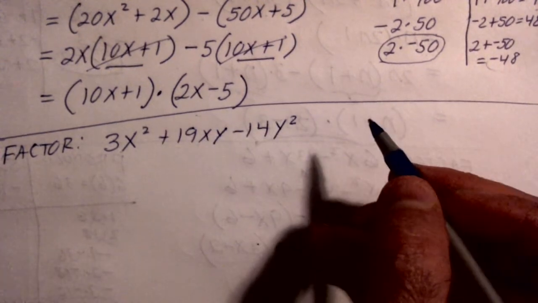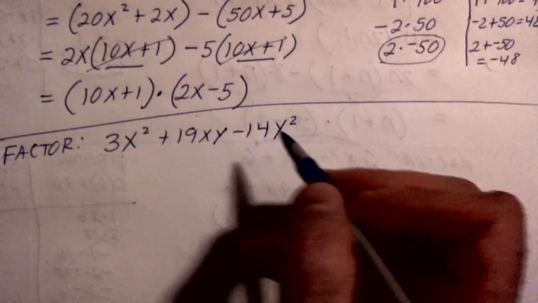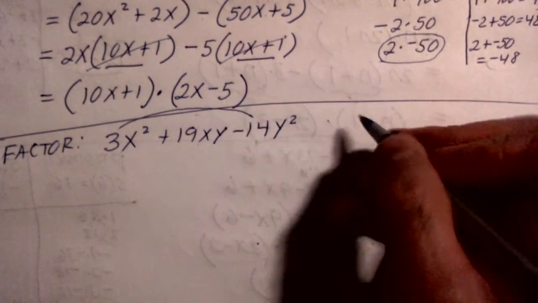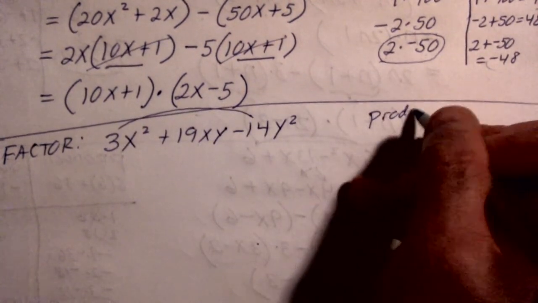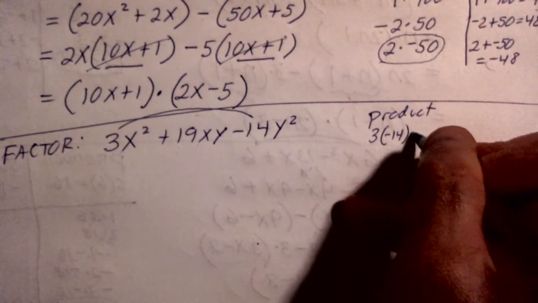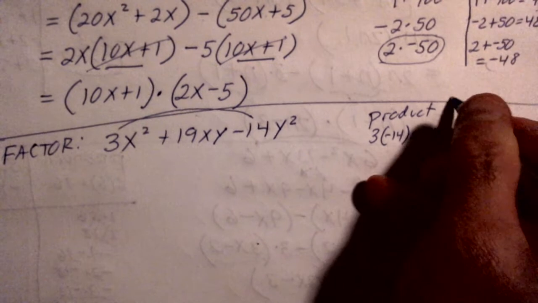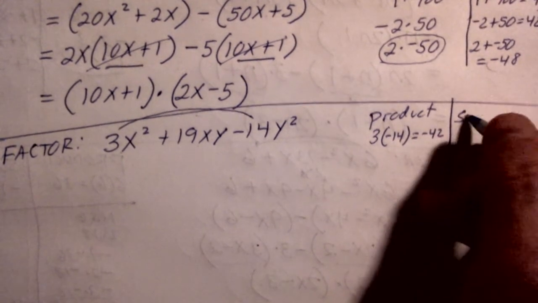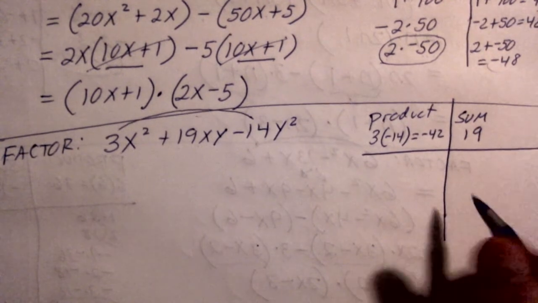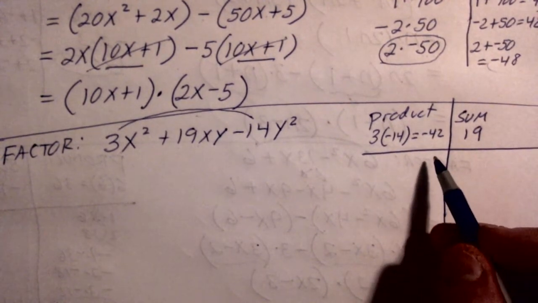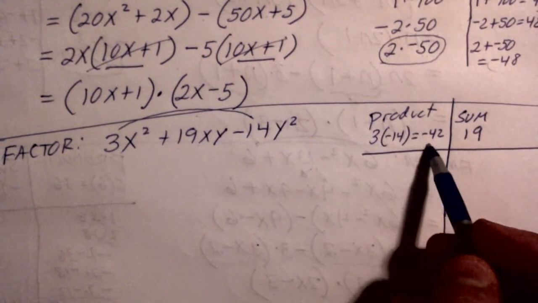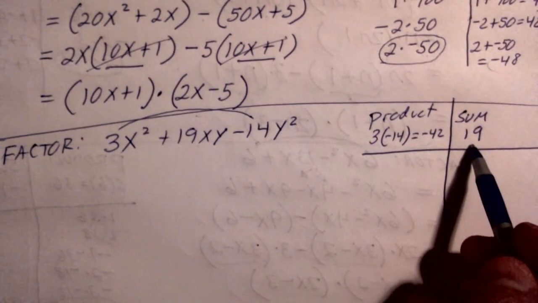Anyways, using the grouping method for factoring this difficult type of trinomial, we're going to take the product of 3 and the negative 14 over here. And 3 times negative 14 gives us negative 42. And our sum of interest has to be the middle coefficient of 19. So here we're searching for a couple of factors of negative 42, 3 times negative 14 is negative 42, that sum up to positive 19.